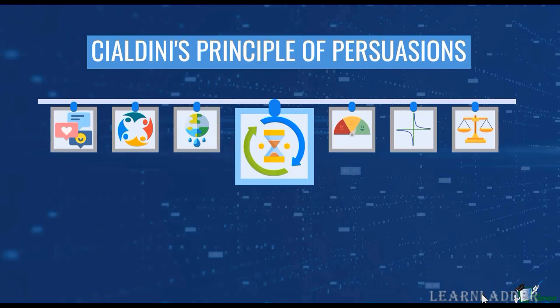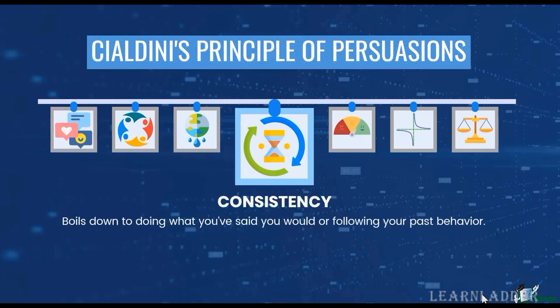The sixth principle of persuasion is consistency. This boils down to doing what you said you would or following your past behavior. If you've committed to a particular stance, if you've acted in a certain way in the past, you're more likely to continue doing so. A phisher might use this by saying, in the past, you donated to charities X, Y, and Z. We need your help here. Can you continue your donation?